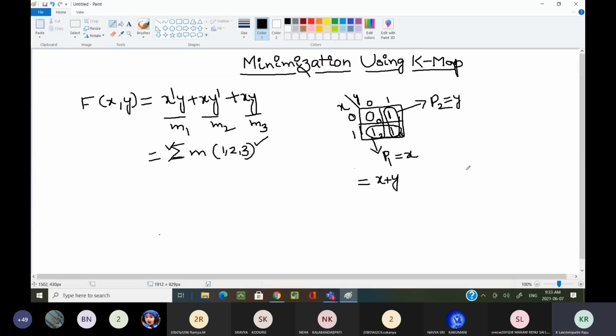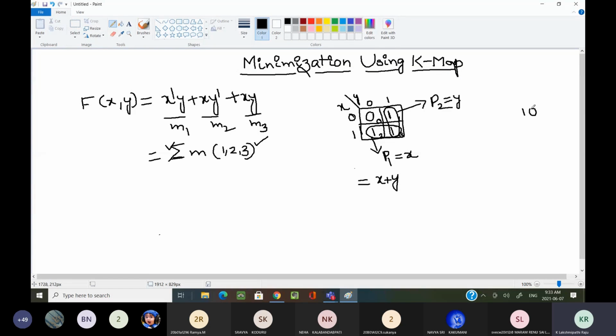X plus Y. This is my final solution. Okay, so many people are thinking, sir, how have you written P1 directly? If I simplify pair 1, how are we getting X? As a starting problem, I can tell you. Now, see here.